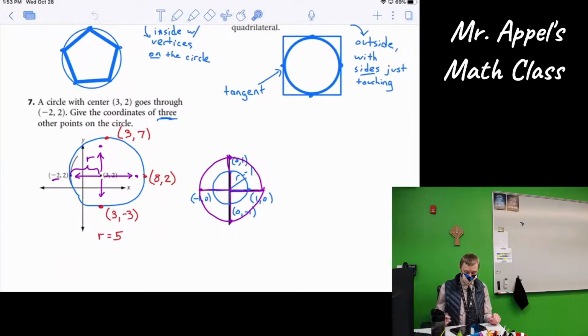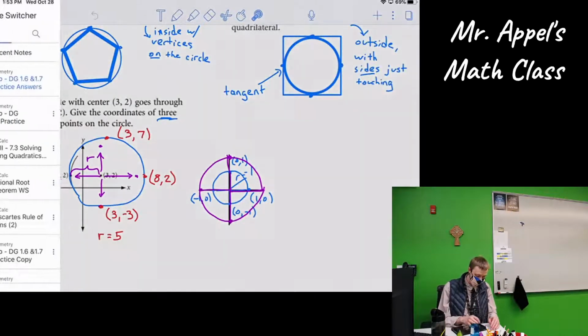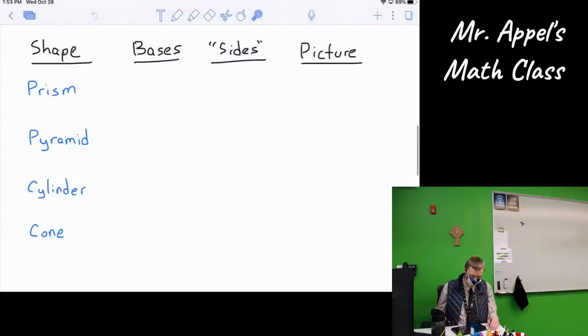Any questions on the circles page? No. All right, then let's move on to our intro to 3-dimensional shapes.